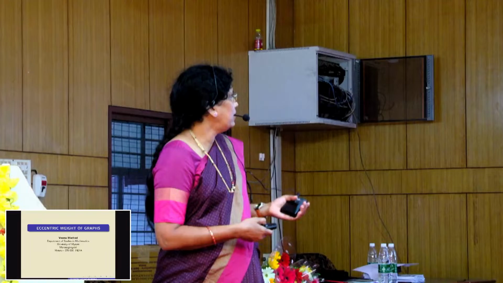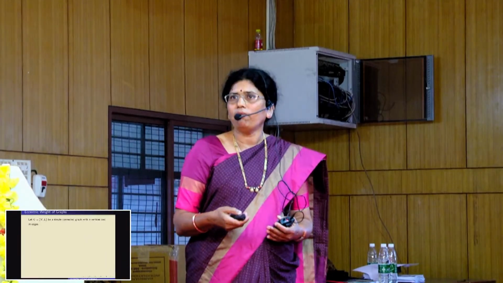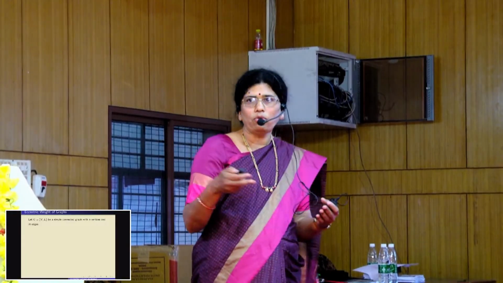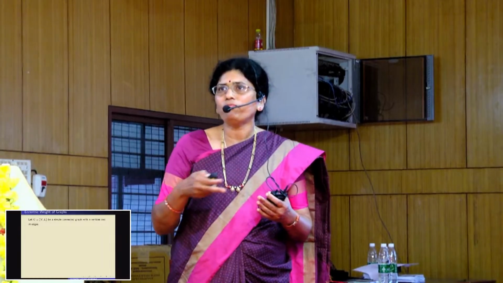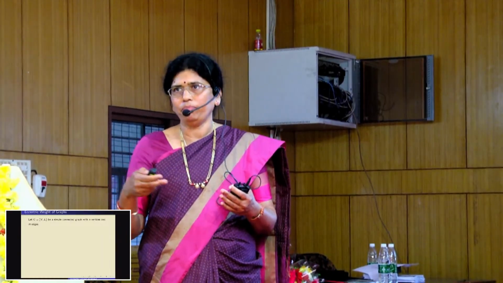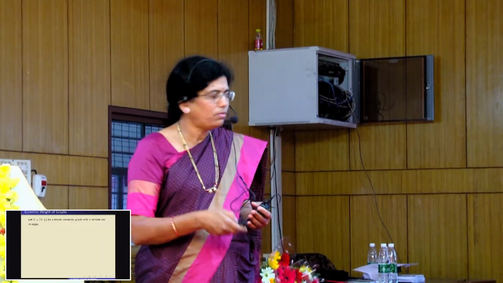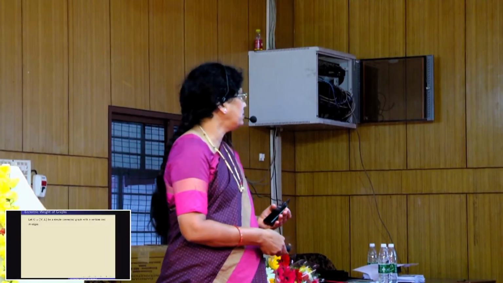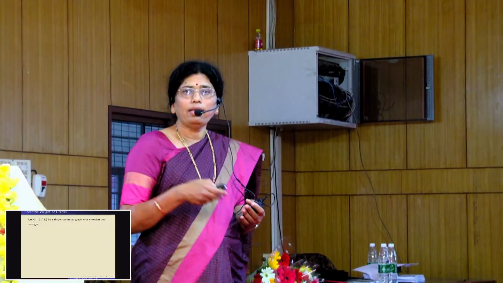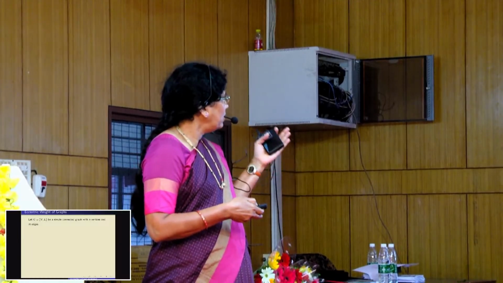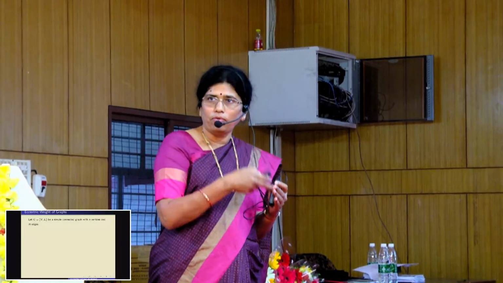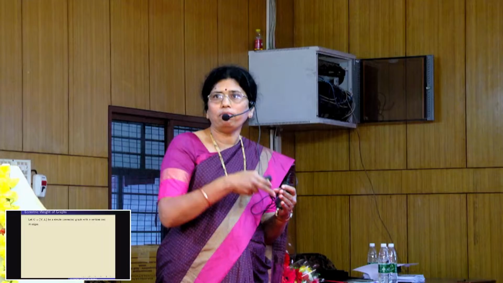Here I am considering simple graphs which are connected. Let us take that they have n vertices and m edges. If you take any two vertices, the distance between those two vertices is the length of the shortest path between them. Okay, so that is called the distance between those two vertices. And the eccentricity of a vertex is the maximum distance from that vertex to any other vertex of the graph.